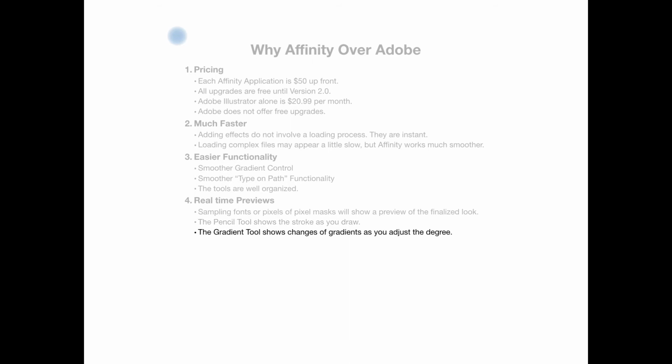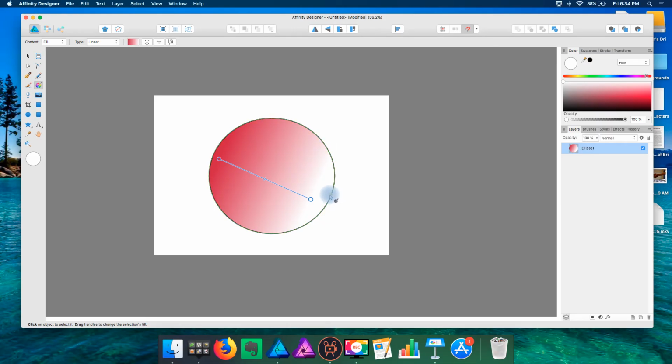The gradient tool shows changes of gradients as you adjust the degree. When editing a gradient in Illustrator, it does not work in real time. So if you change the angle and have maybe the gradient map look like this, you have to release the mouse before the preview changes with it. See how I'm doing this and I'm not letting go of the mouse? The preview keeps changing, but with Illustrator, it will not change unless you let go of the mouse. So here, everything is instant.